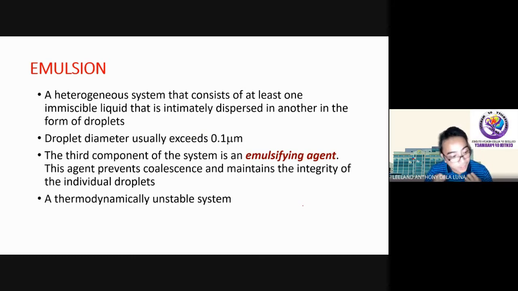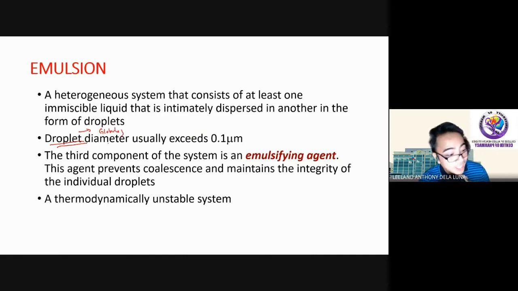Two immiscible liquids. Like the song says, water and oil, when mixed, still won't blend. So class, in reality, we can mix them with the use of a surfactant or an emulsifying agent. Right? So the droplet diameter, take note class, we're talking about droplet size here. We're not talking about particle size, because what we're forming here, class, are globules or droplets.